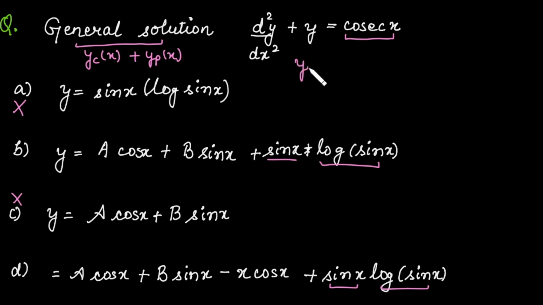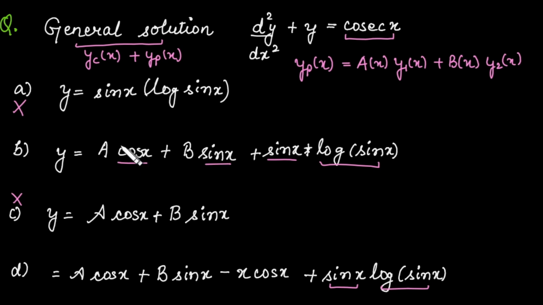How do we write the particular integral in this case? We write a of x into the first function plus b of x into the second function. Now what are y1 and y2? We can extract them with the help of the options. In both options we have cos x and sin x, so definitely they are the linear independent solutions of the homogeneous differential equation. Let's suppose we take y1 as cos of x and y2 as sin of x.